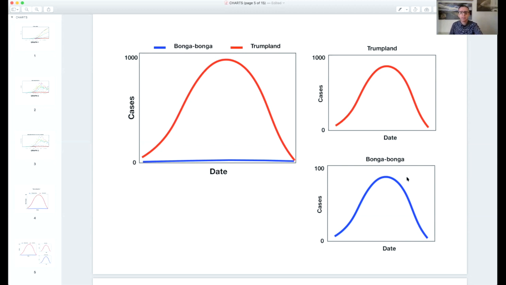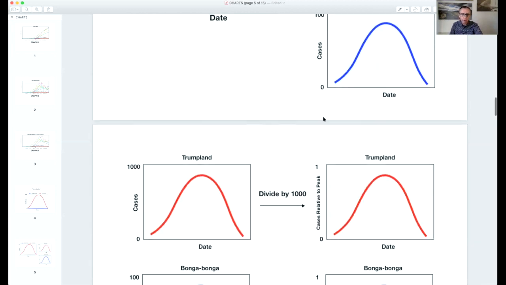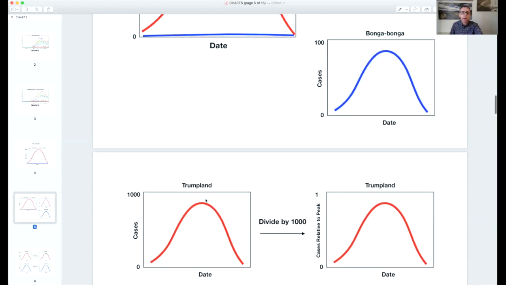So you notice to get the shape of the curve for Bonga Bonga, I've changed the vertical axis from 0 to 100, and I kept the axis for the Trumpland curve from 0 to 1,000. Now, if I do something clever with the numbers, if I take the Trumpland curve, each data point that makes that curve, and I divide the actual number by 1,000, I transpose that curve from a scale of 0 to 1,000 onto a similar curve, but now on a scale from 0 to 1, because I've divided each of the data points by 1,000.